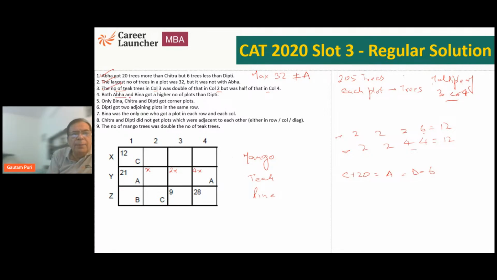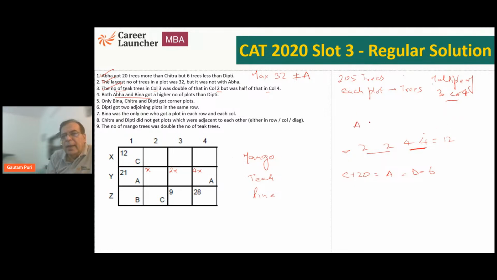Both Abha and Veena got higher number of plots than Deepti. Two people have got higher number of plots than the other two. Which of these two cases will hold? Obviously, this cannot hold because here 3 people have got the same number of plots. 2 people got higher number of plots than one of them, means this is the only case possible. So with respect to the number of plots, the first case is incorrect.